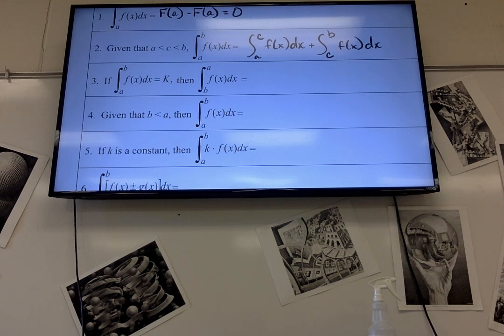Okay, and the next one is saying if you're going from a to b of f of x and you get some answer, then if I flip-flop it and go backwards from b to a, it's going to be negative k. That's the constant limit. K is, you know, constant. We can do English and math.